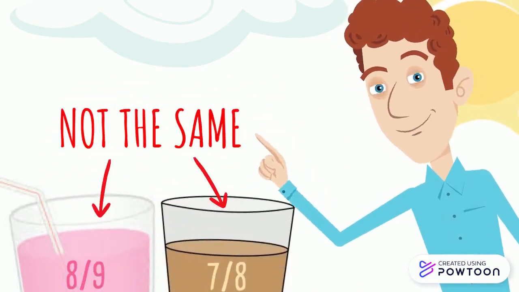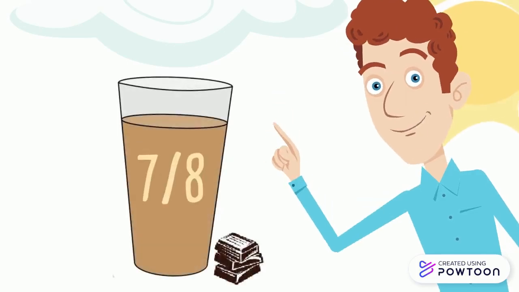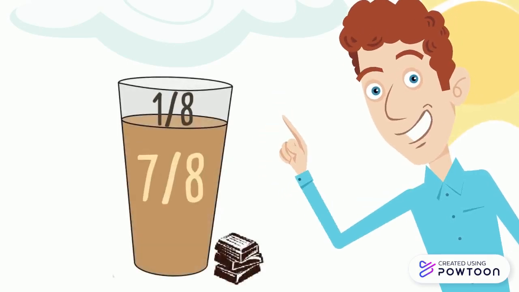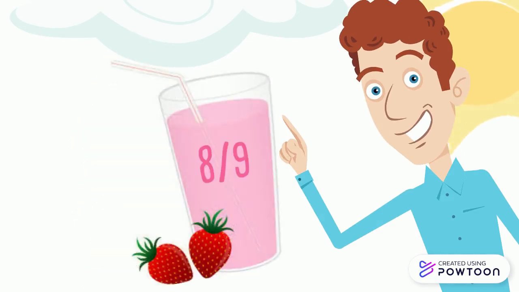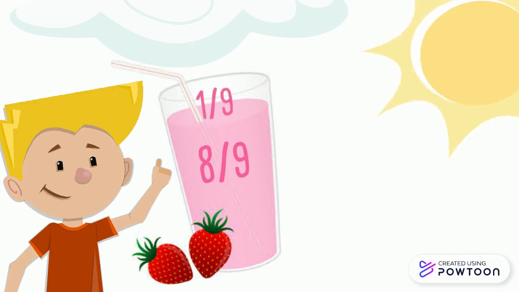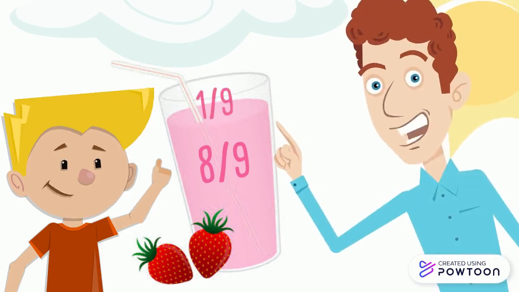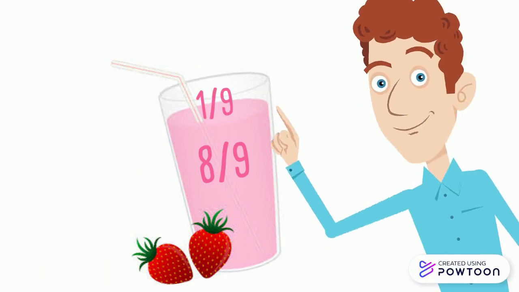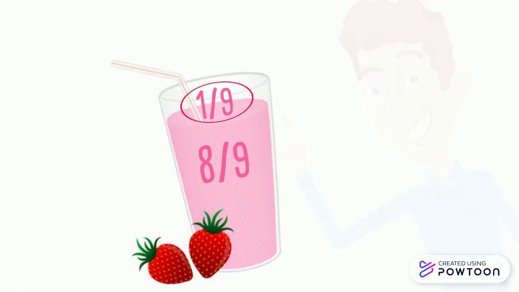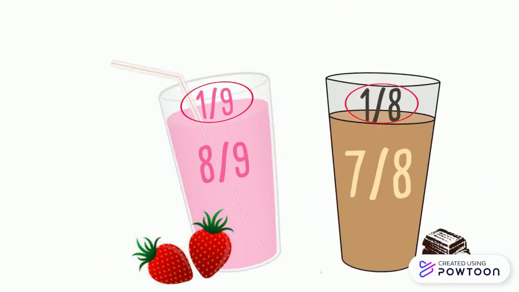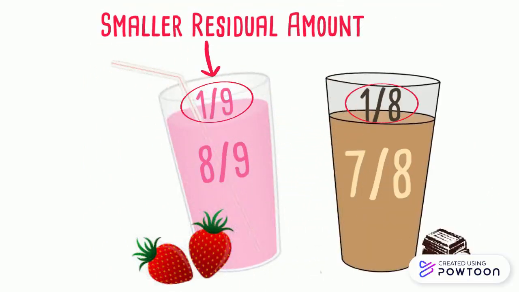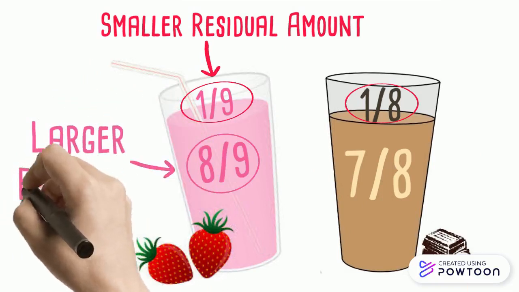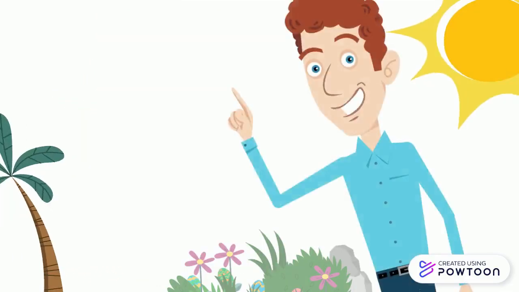Since our chocolate milk is 7/8 full, we need 1/8 more milk to fill it to 8/8, or one whole. But our strawberry milk cup is 8/9 full. So we only need 1/9 of a cup to fill it up. Right you are, Timothy. Notice how we need less milk to fill up the strawberry milk than the chocolate milk. This means our 8/9 fraction has a smaller residual amount, making it closer to 1 and therefore a larger fraction. So you'd be better off with the strawberry milk, Timmy.